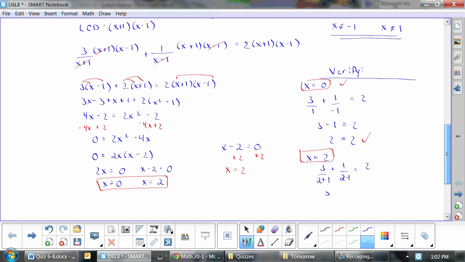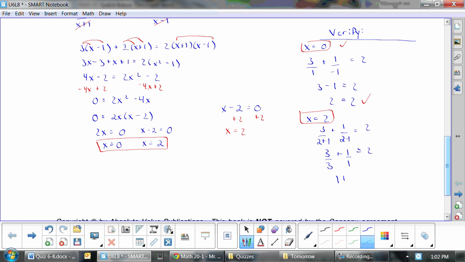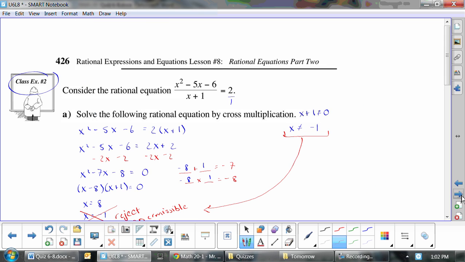So we get 3 over 3 plus 1 over 1 is equal to 2. So it gives us 1 plus 1 is equal to 2. 2 is equal to 2. Yeah. So life is good when we verify and everything matches up.